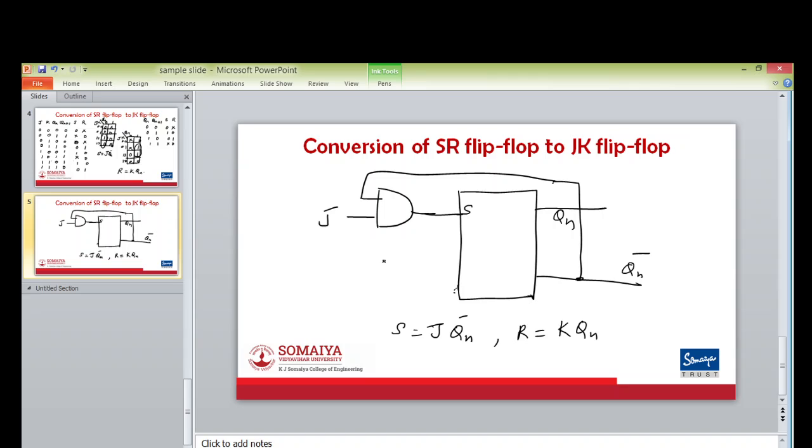Same way, Q is taken as the feedback and ANDed with K to give R, along with the clock. So this is now the complete JK flip-flop.